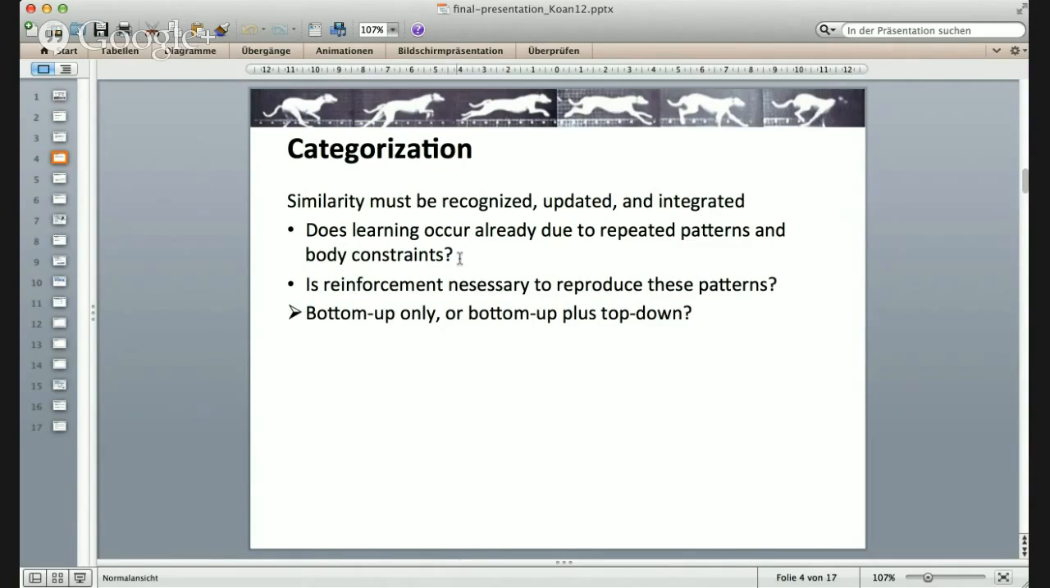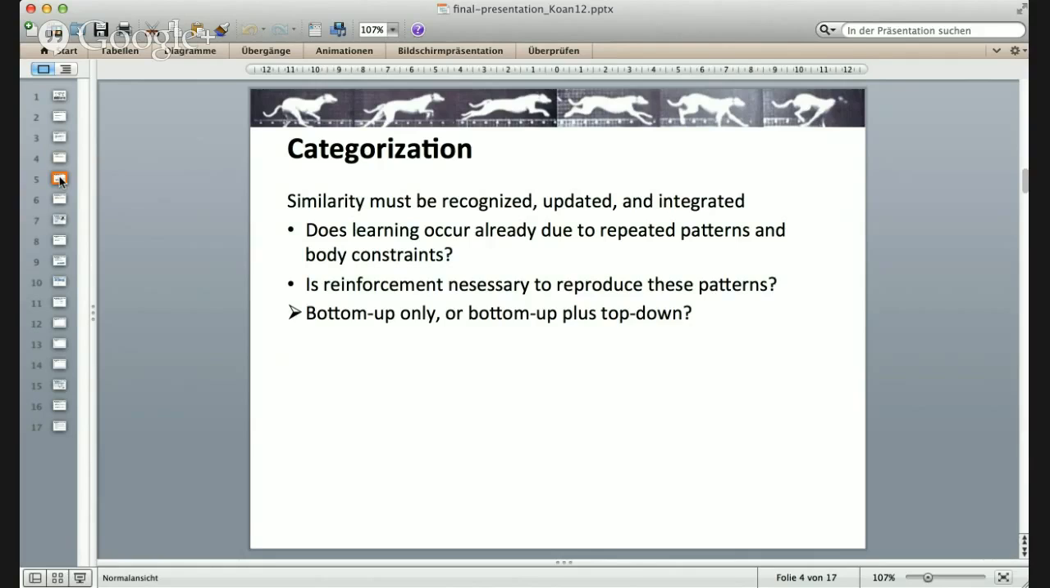And then the question arises: does learning occur already due to those repeated patterns and the body constraints, or is there something else necessary, like adaptivity to something that provides a kind of reinforcement to reproduce these patterns, so that maybe they are used intentionally? So the question is, is bottom-up only sufficient, or is it always bottom-up plus top-down?